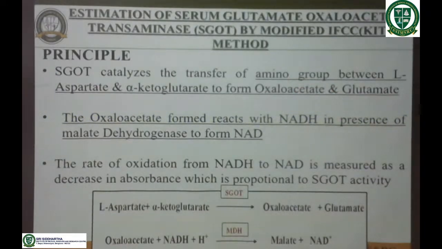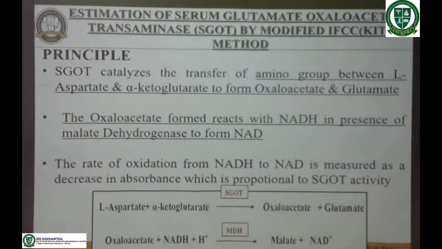So this is the introduction about AST and ALT. In detail, we will study the theory during the liver function test. For the practical aspect, this is the introduction, so now we will move on to the practical class. Here we are doing the estimation of serum glutamate oxaloacetate transaminase, that is SGOT, by the IFCC kit method.